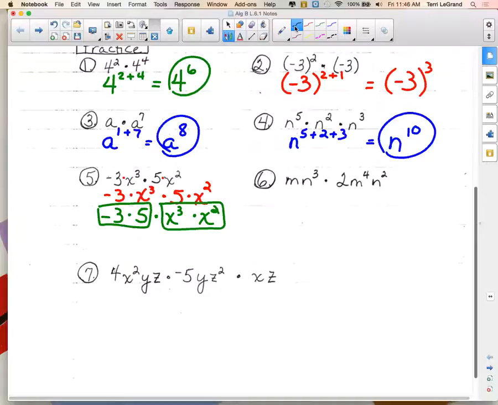So negative 3 times 5 is? Negative 15. Negative 15 times x to the, what shortcut can we use? Add the powers: 3 plus 2. Fifth power. And then we can say, okay, now my answer is negative 15 x to the 5th power. Negative 15 x to the 5th. So we did have some like bases going on there.